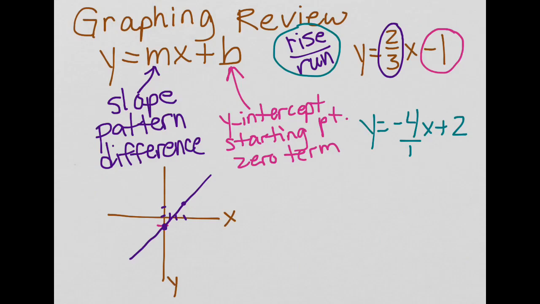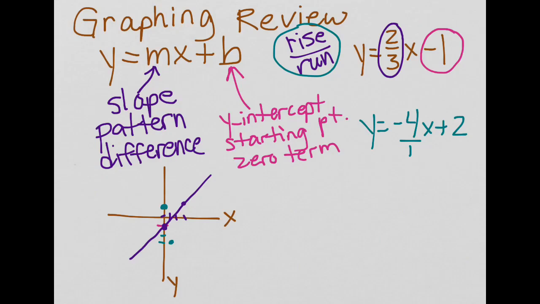So let's graph this line. We're going to start at 2. 2 is our starting place. That's our y-intercept, so it's on the y-axis at 2. And from there, we are going to go down 4. 1, 2, 3, 4, and over 1. And that is our next point.